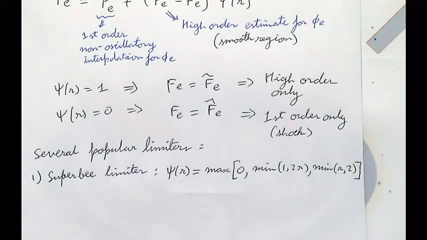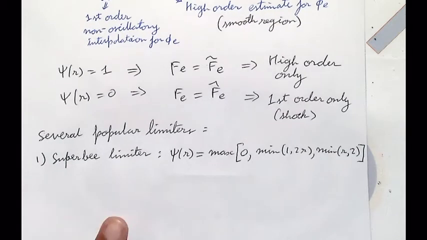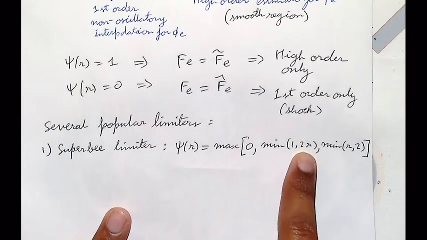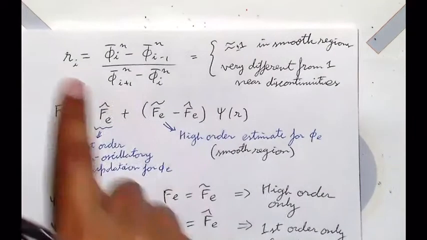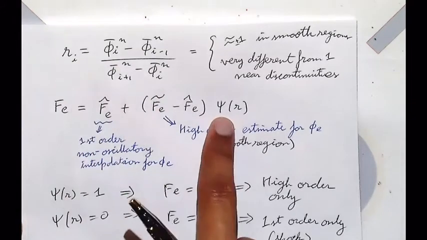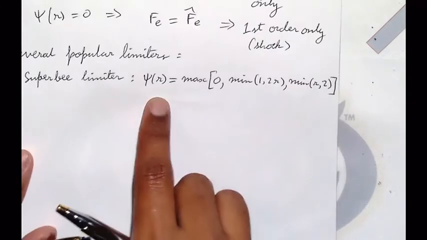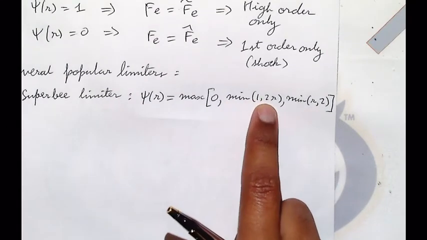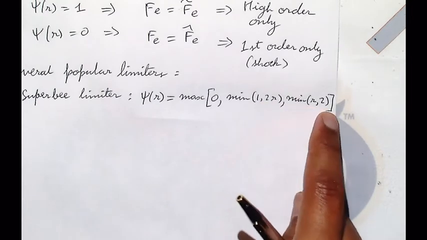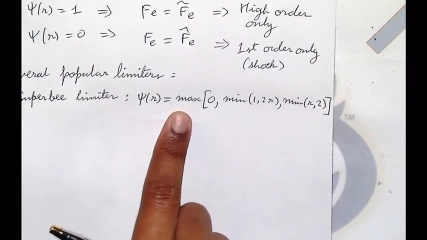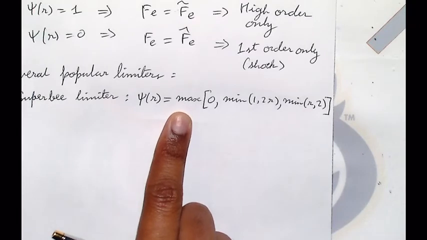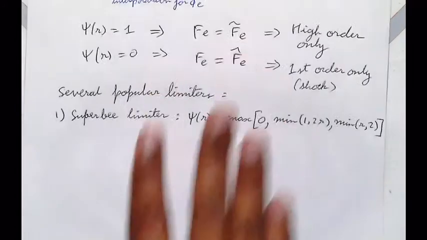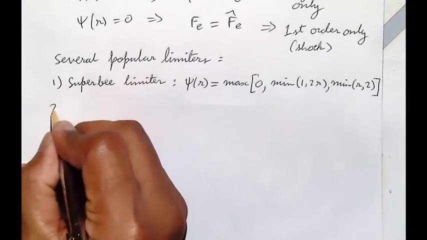Does this make sense? How exactly is the value of R put in there? R does not go directly into computing the flux. R goes into computing C of R, and C of R depends on R as this. So when you compute R, you compute the minimum of 1 and 2R, and the minimum of R and 2. Then you have 3 numbers, you take the maximum of that. So that gives you one value. That value is the factor that goes here. Make sense? So if we look at simpler limiters, what's the next one?